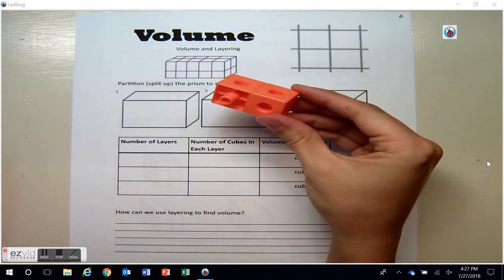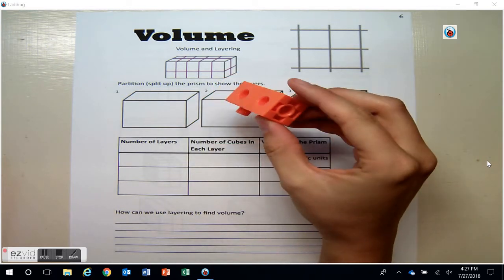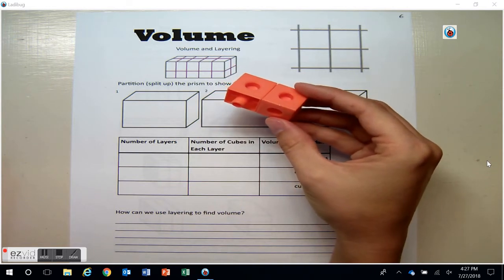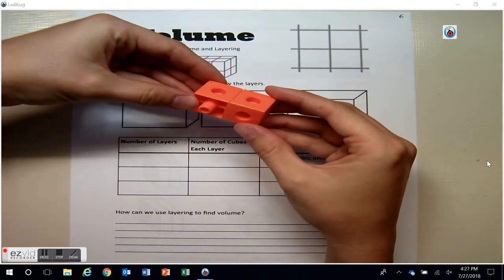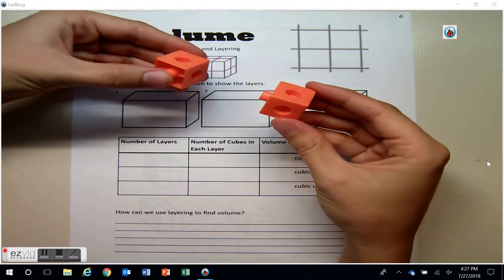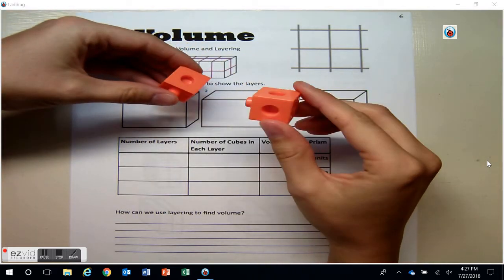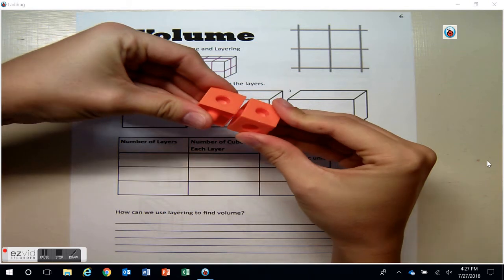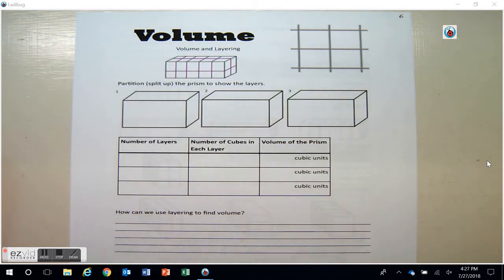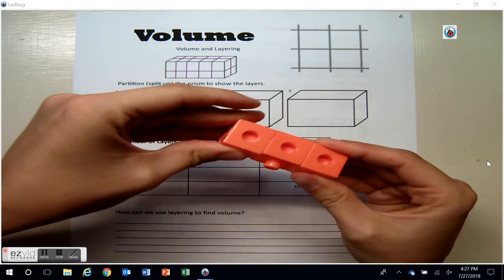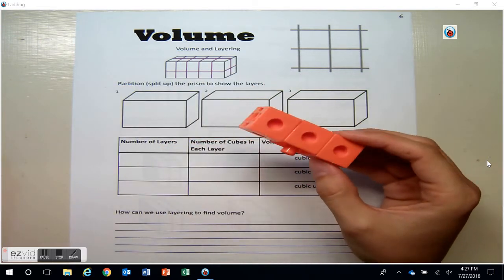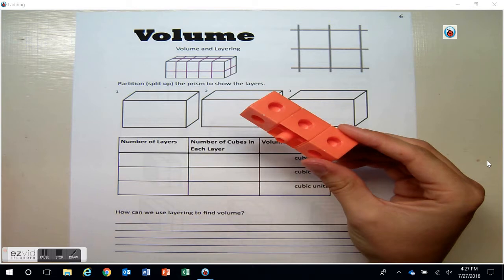So if I show you this right rectangular prism, what is the volume of this prism? The volume is 2 cubic units. 1, 2, because it's made of 2 cubes. If I add another cube to this prism, what's the volume now? The volume of this prism is 3 cubic units.